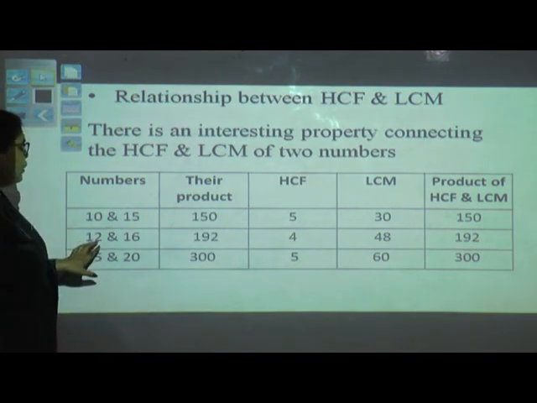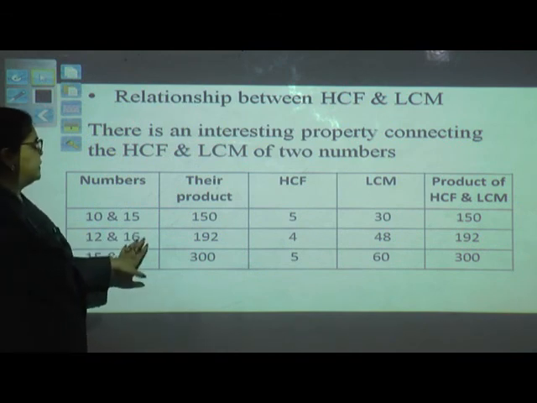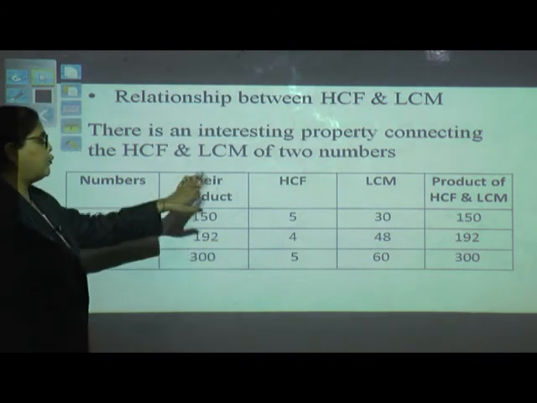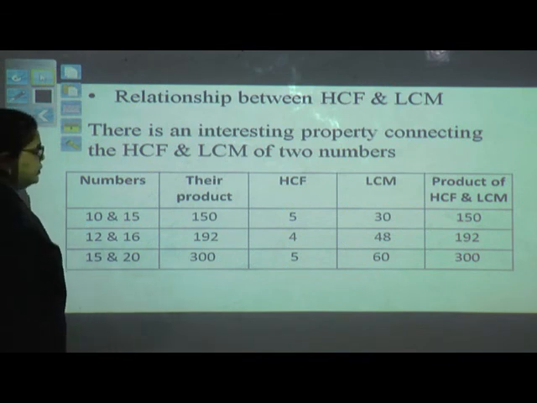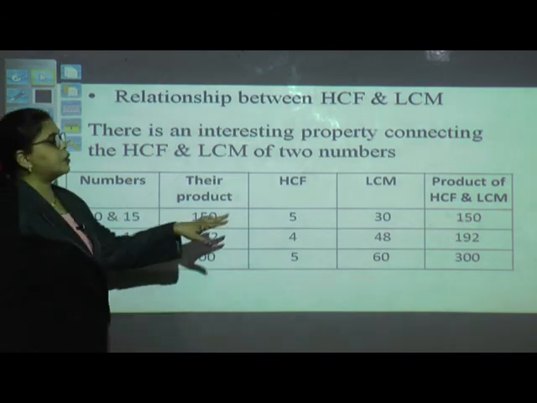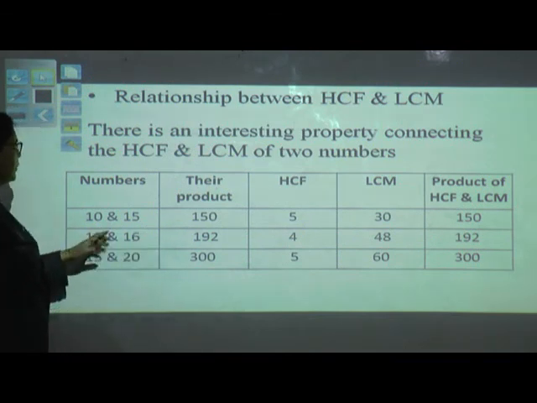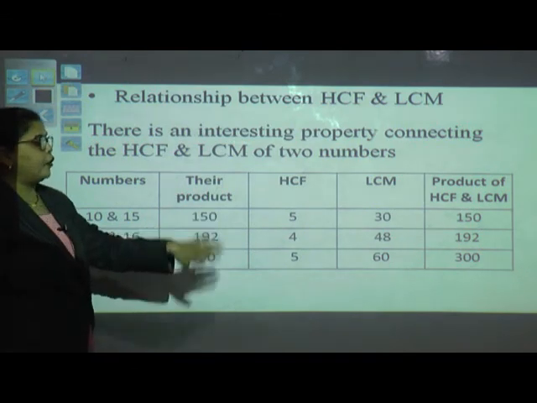Here is one more example I will explain, then practically we will solve. 12 and 16. If you multiply both numbers, the product, that is the multiplication, is 192. When you find the HCF, that is the highest common factor of these two numbers, it is 4, and the least common multiple, what we did 2 minutes ago, taking the numbers together and finding the multiples of this, is 48.